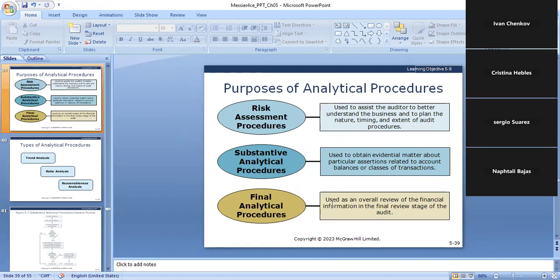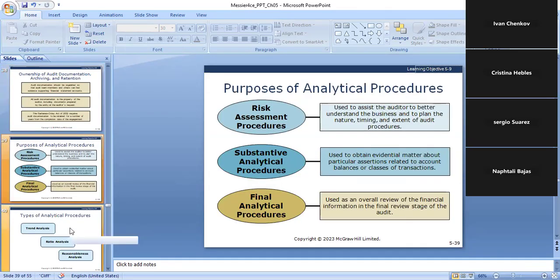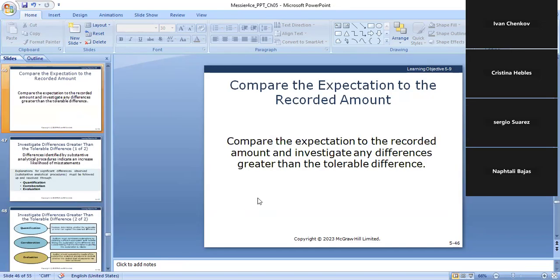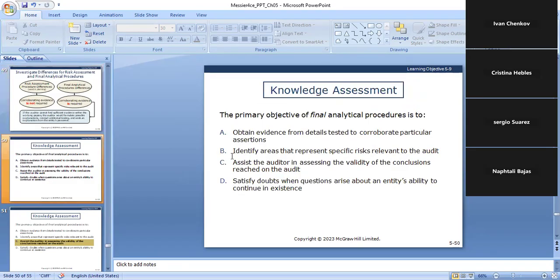final analytical procedure, used for the overall review of financial information in the final review stage of the audit, in order to conclude that the company is reporting everything accurately. So basically, the final analytical procedure is going to help us assess the validity of the conclusion reached in the audit. Right? Okay.